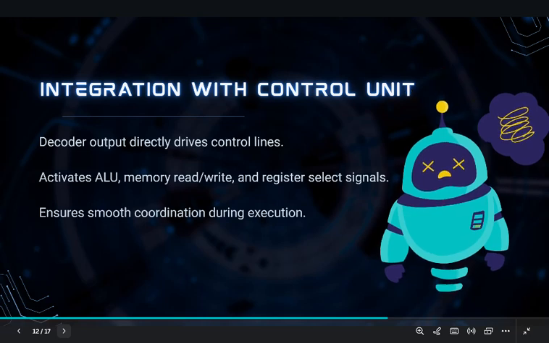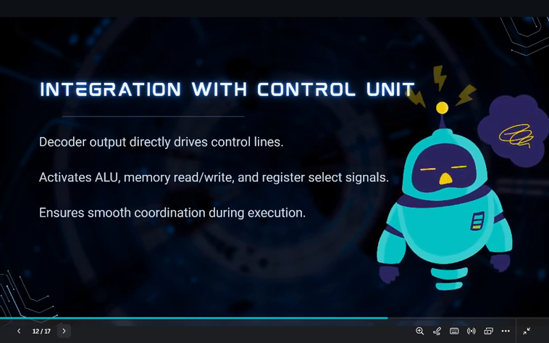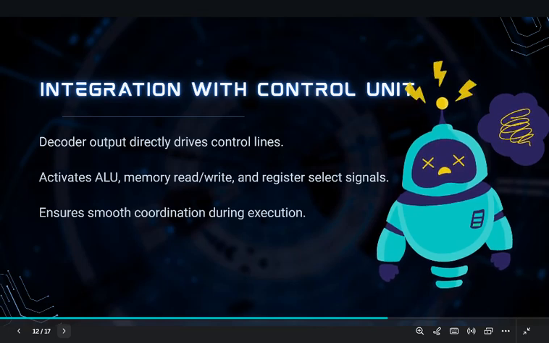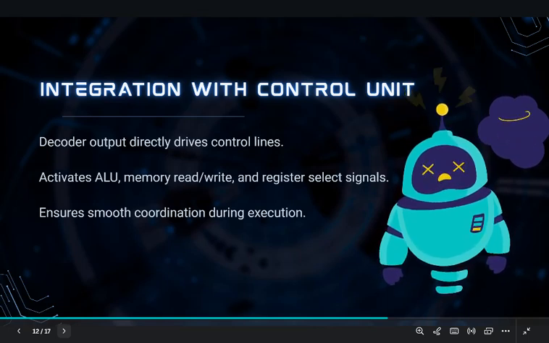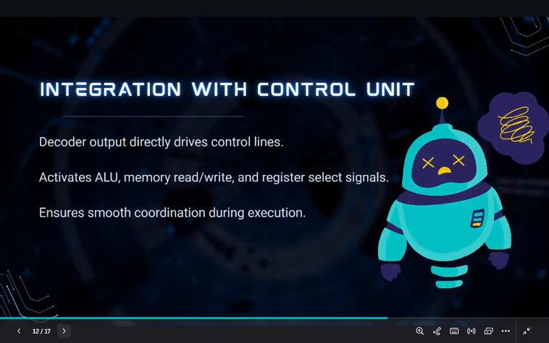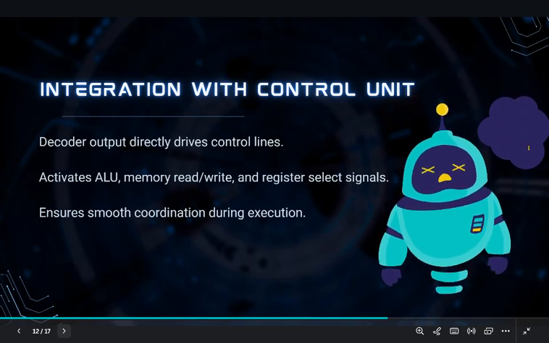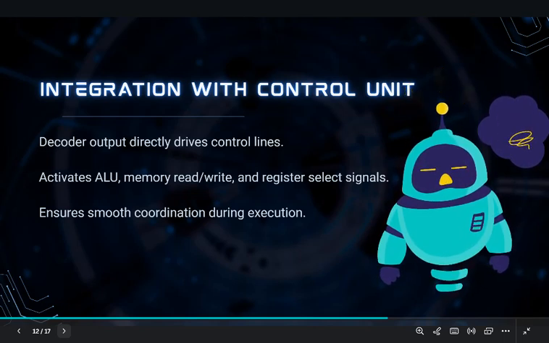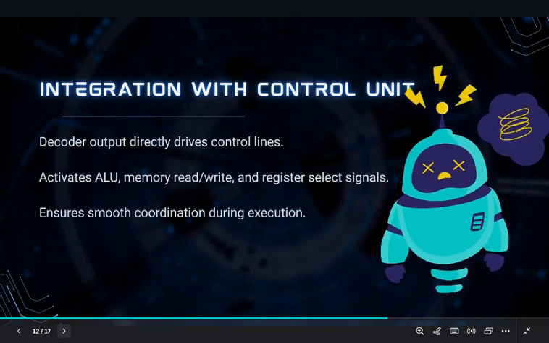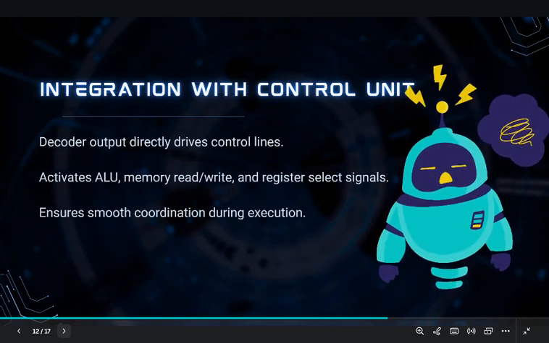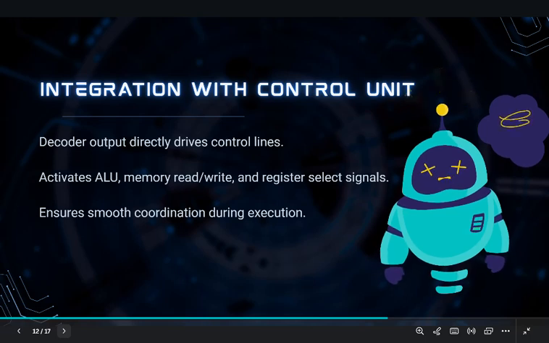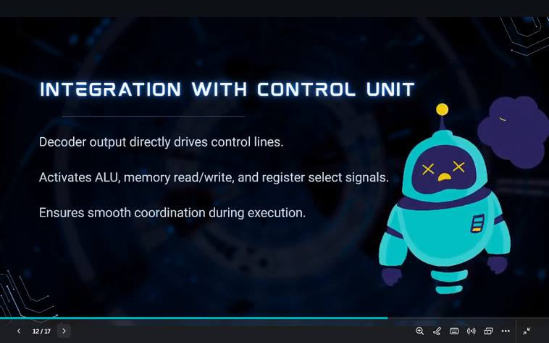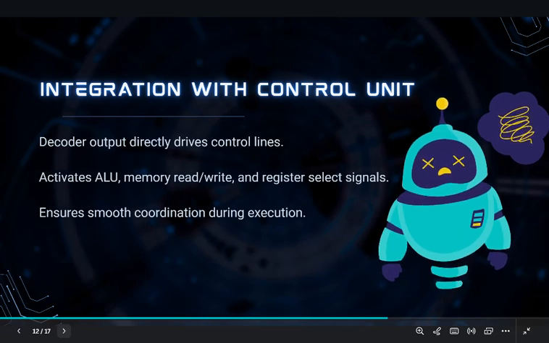Integration with control unit. The instruction decoder is directly connected to the control unit, which coordinates all the CPU's actions. The decoder's output signals drive control lines that determine what happens inside the processor, like activating the ALU, reading from or writing to memory, or selecting specific registers. This tight integration ensures that as soon as an instruction is decoded, the right components are immediately triggered for execution.